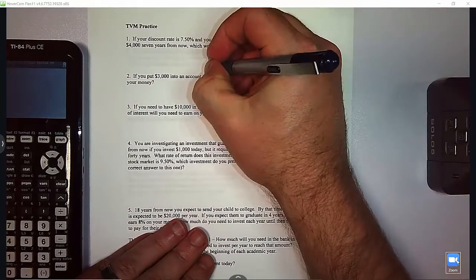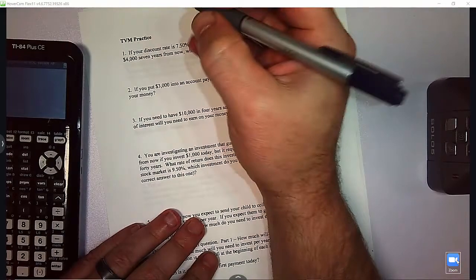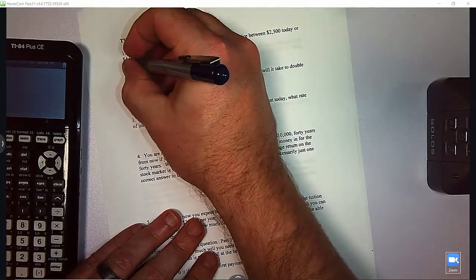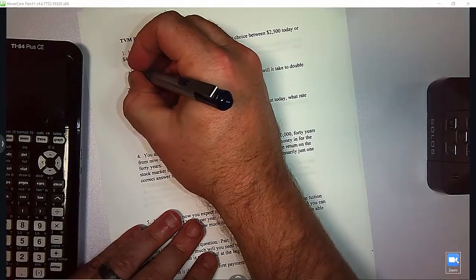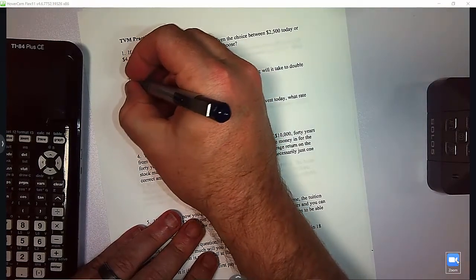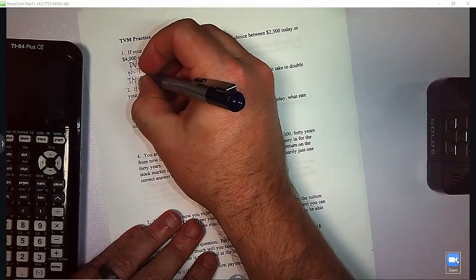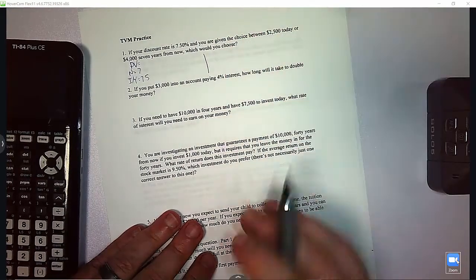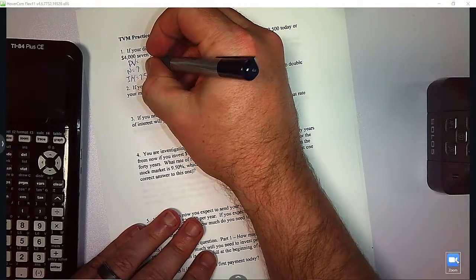So for the first way, I'm going to calculate the present value of my $4,000. My present value is what I'm looking for. My N is equal to 7. My interest rate is equal to 7.5. I'm looking for my present value, and my future value is equal to 4,000.